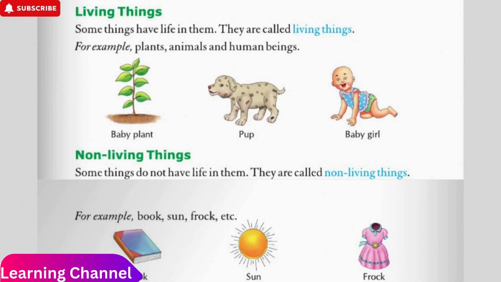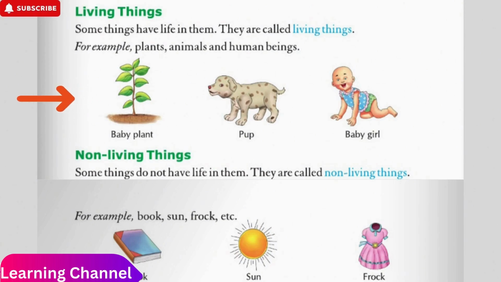Starting this topic by reading living things. So what are the living things? Some things have life in them. They are called living things. For example, plants, animals and humans. All of them feel and have life in them. So, whatever has life in it is a living thing.